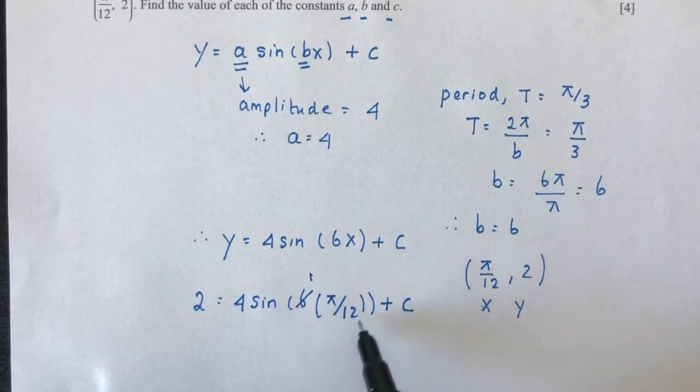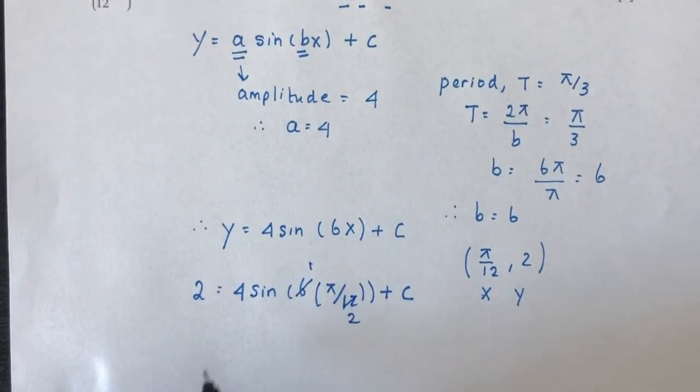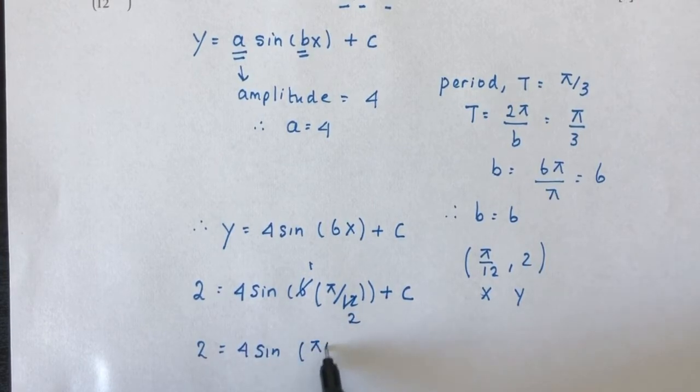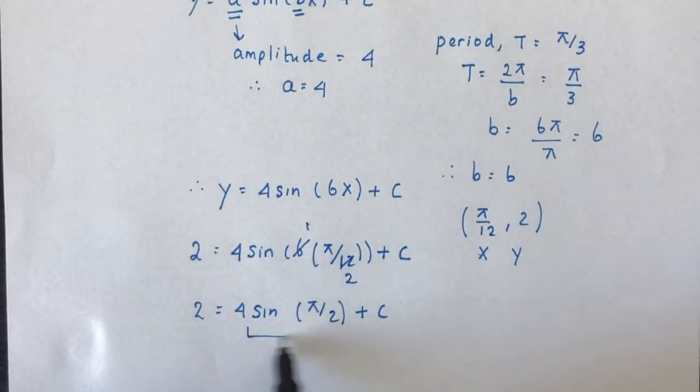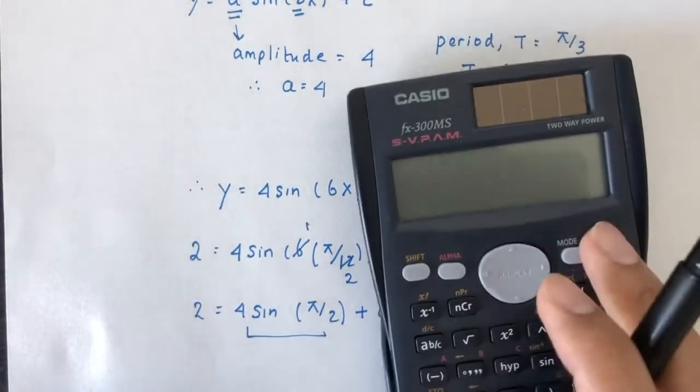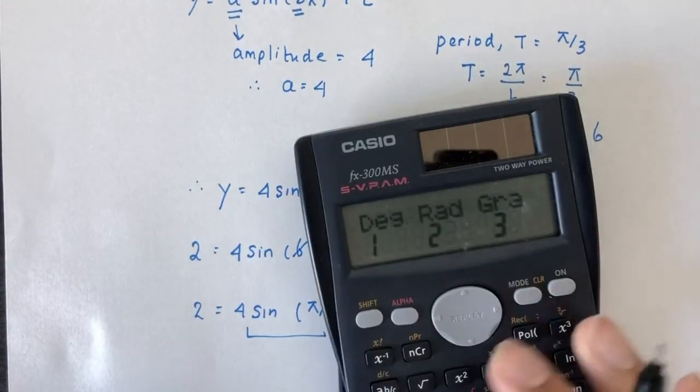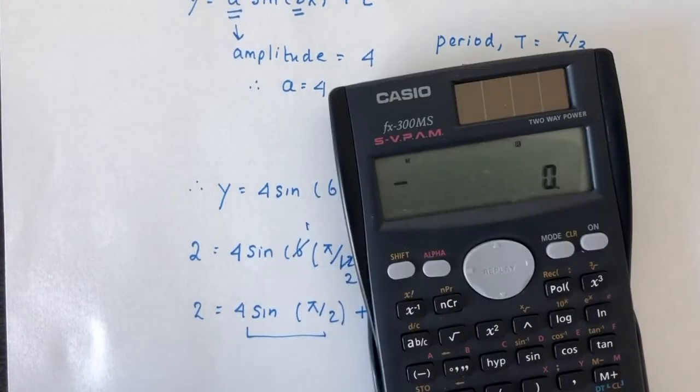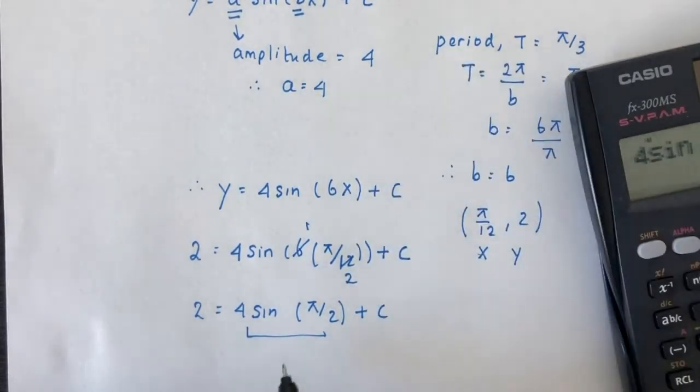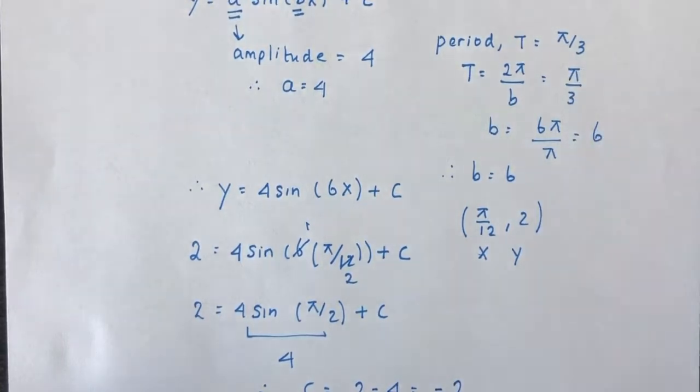Simplify this. So 2 equals 4 sine of pi by 2 plus c. So what is 4 sine of pi by 2? So if you want to, you can use your calculator. Make sure that it is in the mode of radian, and then you can do 4 sine pi by 2. That will be 4. So this is 4. Now value of c will be 2 minus 4. That will be minus 2.